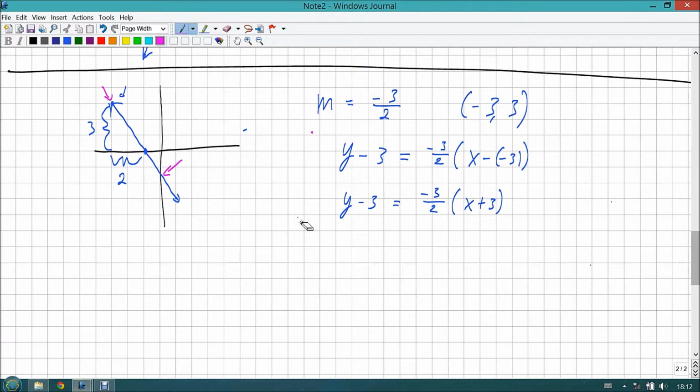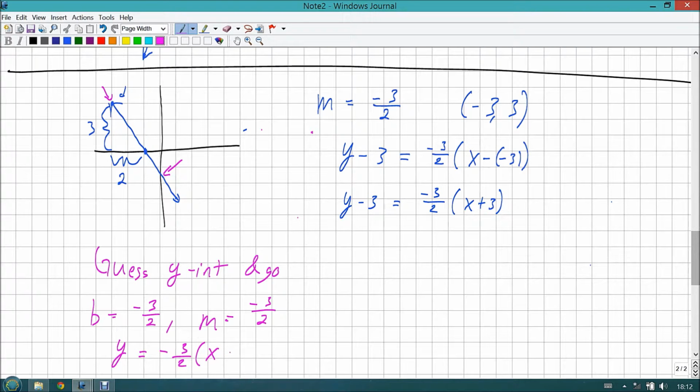So your two options are, option 1 on this, to just go with what you've got. Guess the y-intercept and go. So you would say that the y-intercept in this case is negative 3/2, and then your slope, of course, is still given at negative 3/2. And then you'd have y is equal to mx plus b, so we'd have y is equal to negative 3/2 x plus negative 3/2, and hope that that's the correct equation. Well, it can be tricky. It can be very, very tricky.